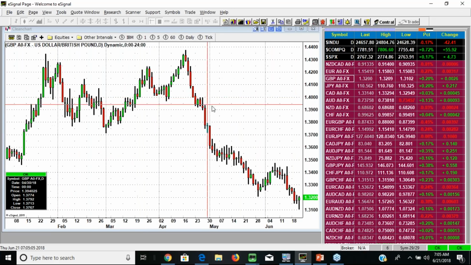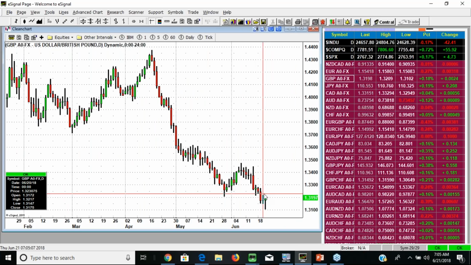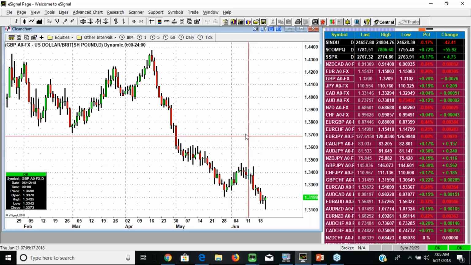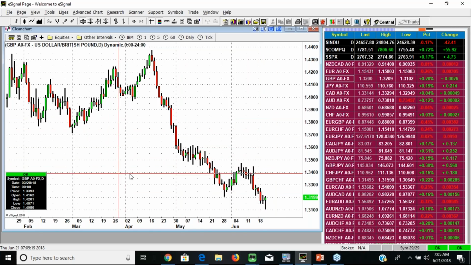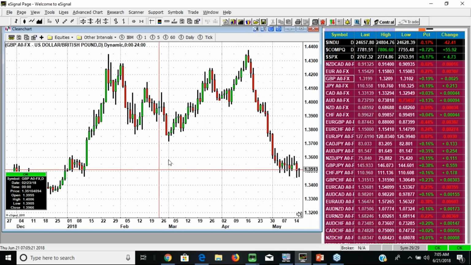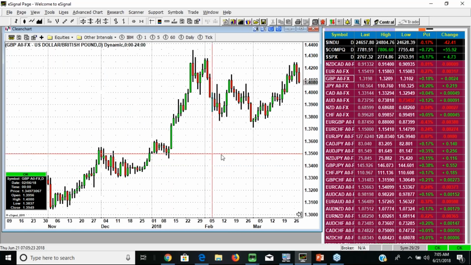Let's move to the pound dollar. Pound dollar just broke higher because one member of the BOE switched his vote in favor of a rate hike. So that's obviously pretty big news, and sending pounds quite a bit higher. This is an engulfing candle in pound.